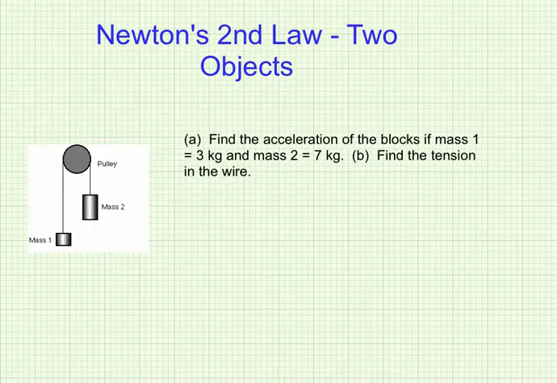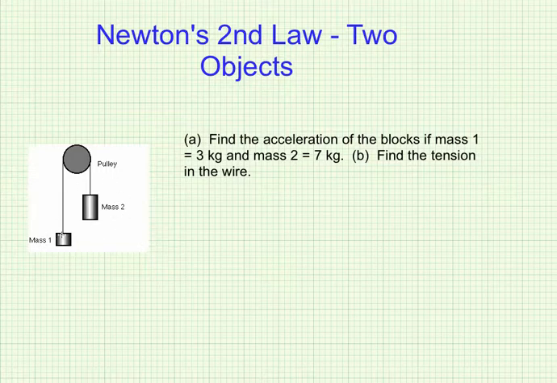Today we're going to take a look at how to solve a Newton's second law problem if you have two objects. We have mass m1 with a mass of 3 kilograms and mass m2 with a mass of 7 kilograms. Our task is to find the acceleration and the tension inside that wire. We're going to have a massless, frictionless pulley, which is going to make our life a lot simpler, and for the most part, it's going to be perfectly appropriate.